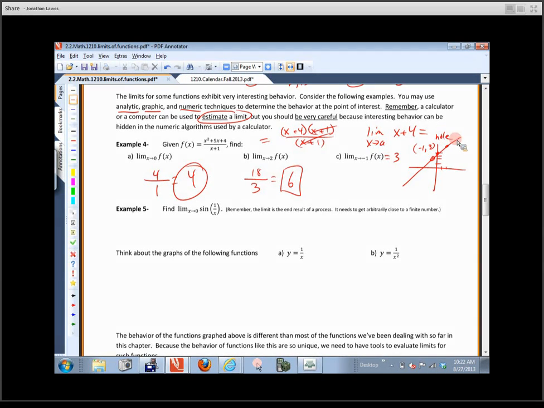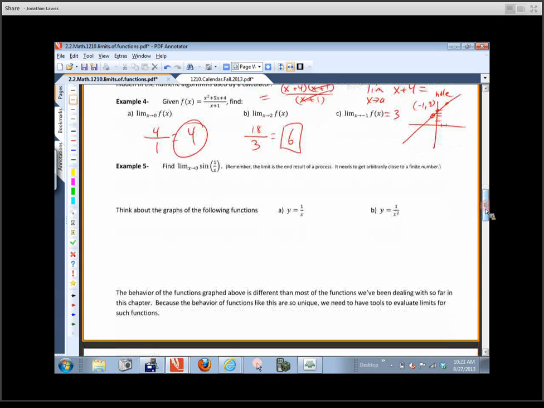Do we care that there's a hole right there at -1? Does that affect what the limit is? Nope, because we don't care what happens right at -1. We care about what's happening around here, and everywhere else, it behaves like this nice little linear equation for x + 4. Okay, any questions? Okay, let's take a look at another one.